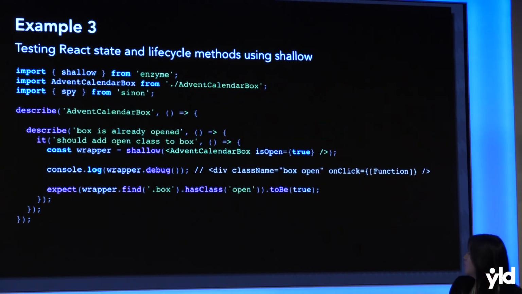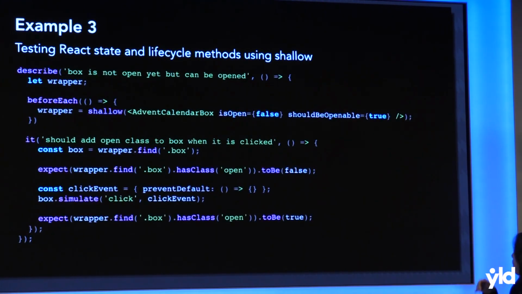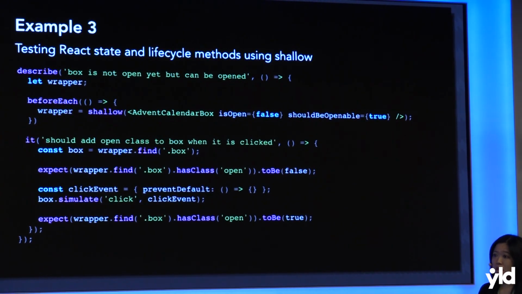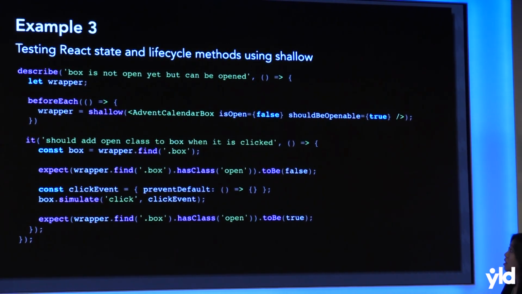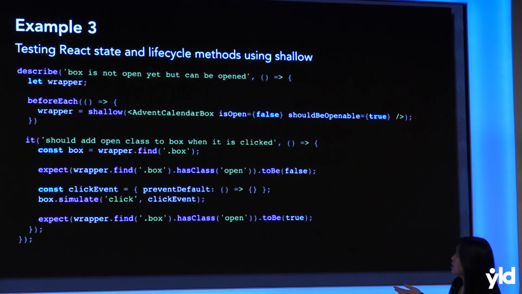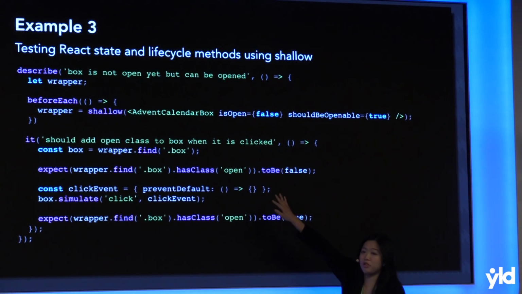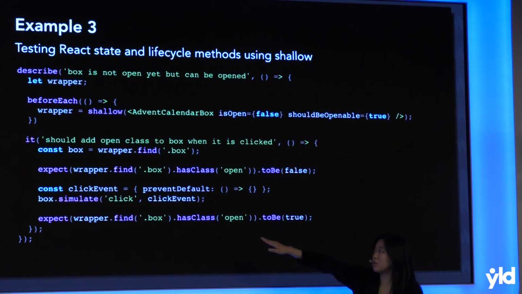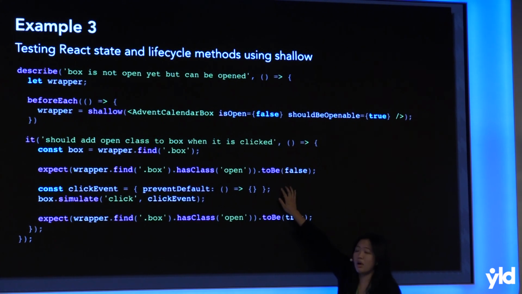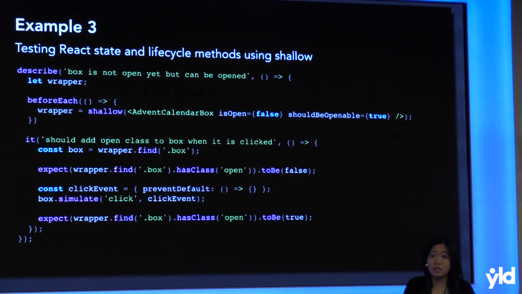So this first example is actually how you can simulate the click event. That's one thing you might be confused about: you need something to happen on click, right? And how do you test the click event? Once you grab onto the element, you can simulate click, and the only thing that you have to mock is this click event.